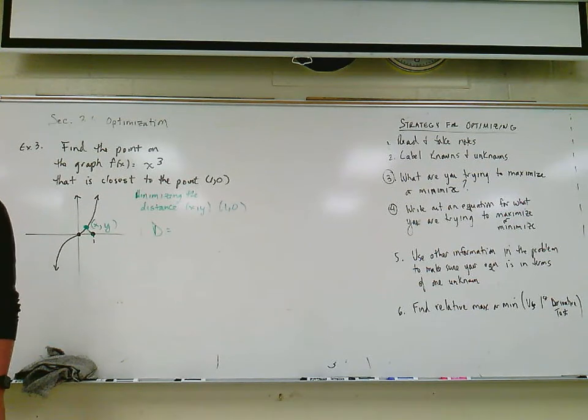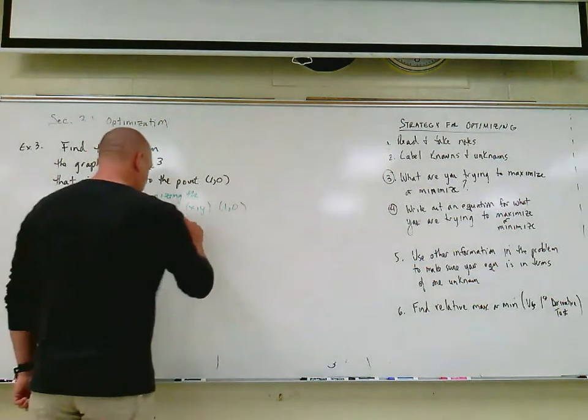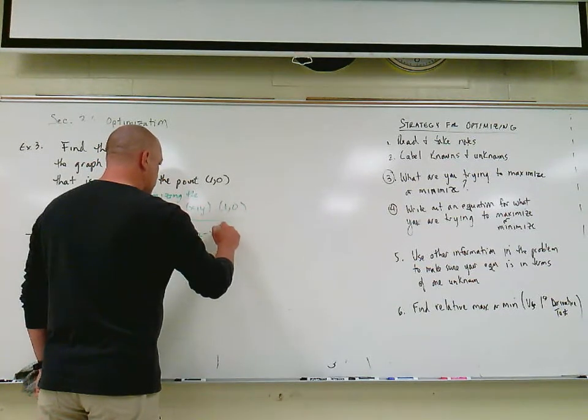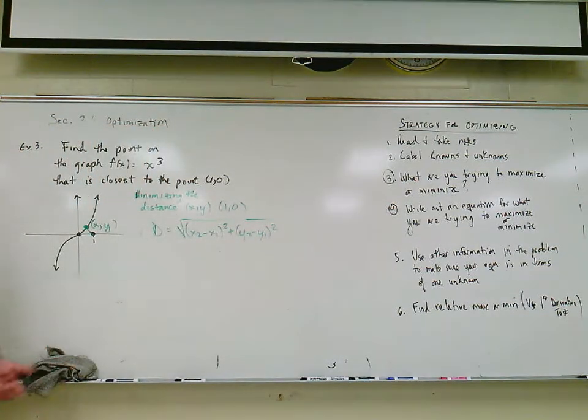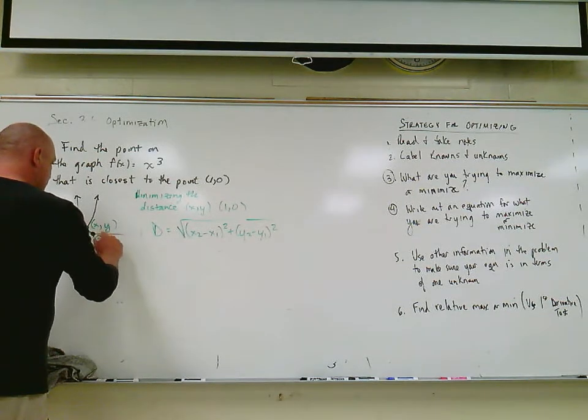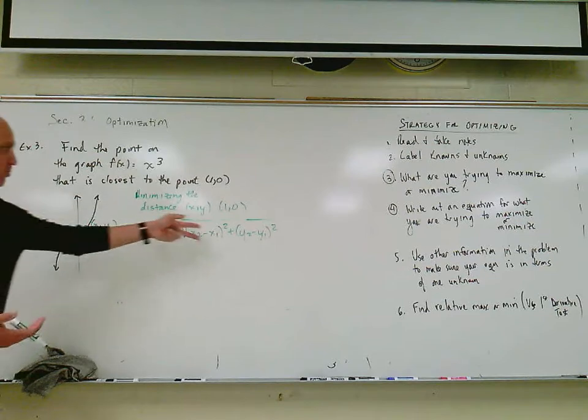How do you find the distance between 2 points? The distance formula: the square root of (x2 minus x1) squared plus (y2 minus y1) squared. That's the distance formula, so I need the distance formula for this problem. And I know my 2 points, (x, y) and (1, 0). So sub in your information. I would probably pick (x, y) as my second point, but it doesn't matter. Either way, sub in your information.